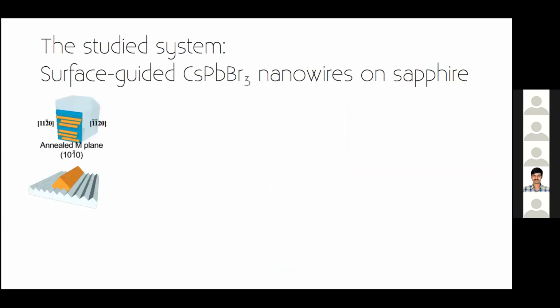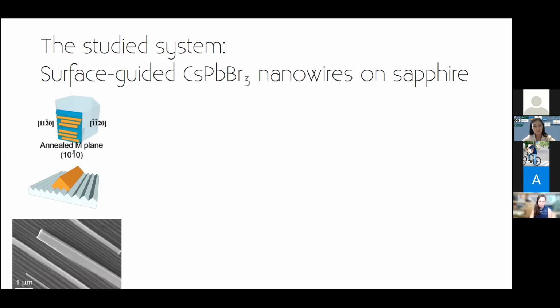Our studied system is surface-guided cesium lead bromide nanowires on sapphire. Sapphire is our substrate. It's a sheer crystal. It has many different facets over which we can grow the nanowires. And we specifically chose a facet called annealed M. Annealed M is a thermodynamically non-stable facet, which upon annealing at very high temperatures will expose the more stable facets of R and S, creating nano grooves on the surface. And these nano grooves guide the growth of the cesium lead bromide crystal.